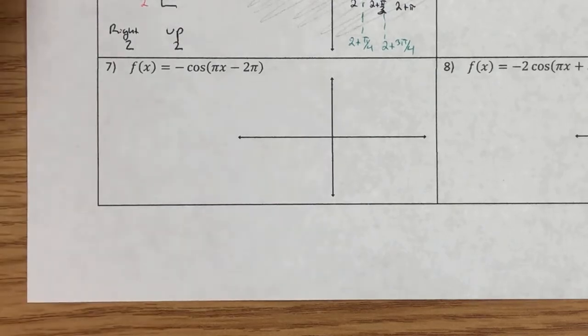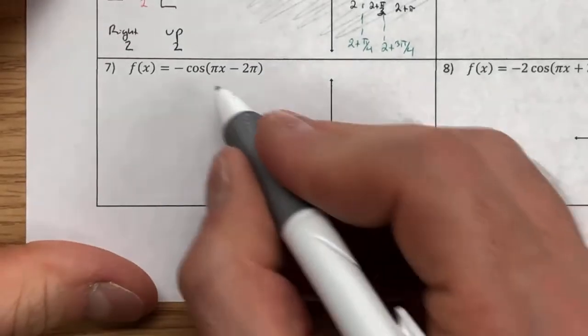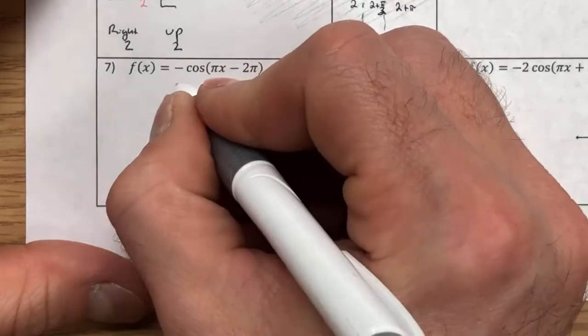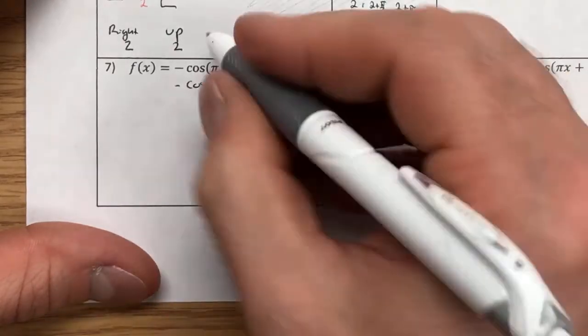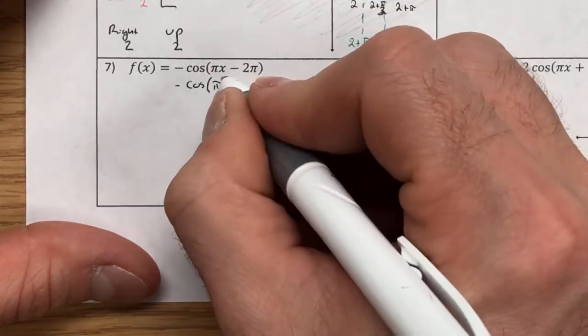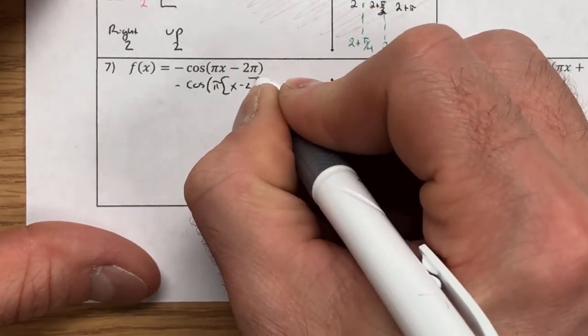Okay, so let's take a look and see what we're working with here. I noticed that I have something in front of x, so I'm immediately going to go ahead and rewrite this function, pulling out that pi. So pull out a pi, I'm left with x minus 2.